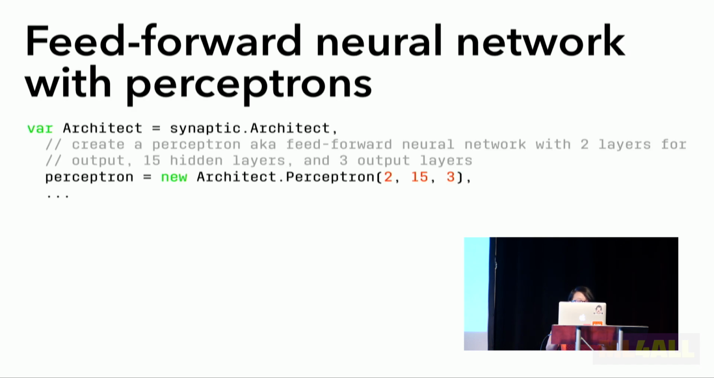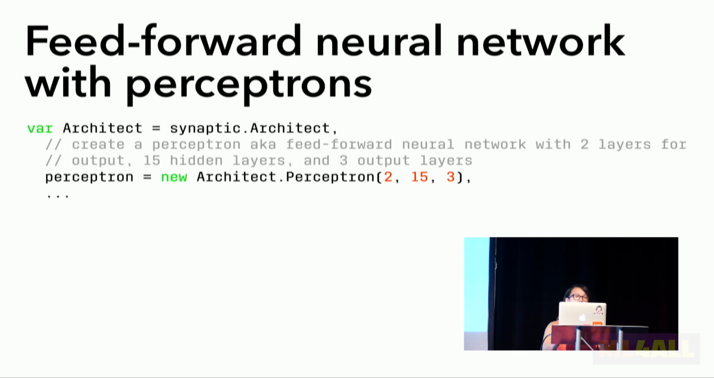And here we have code using the Synaptic.js library. We are initializing the architect class, and we're using it to create a feed-forward neural network with perceptrons. Now, a feed-forward neural network takes information, and the information is passed from one layer to the next layer to the next layer. There are some neural networks where there are numerous feedback loops, but we are not looking at those neural networks today.